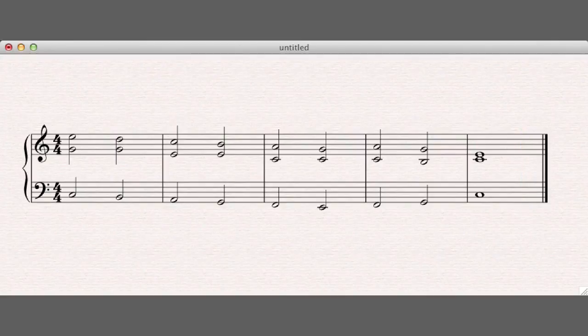So there you have it, the descending 5-6 progression, which is our second of three sequential progressions that we'll look at. Next up is the parallel sixth progression.